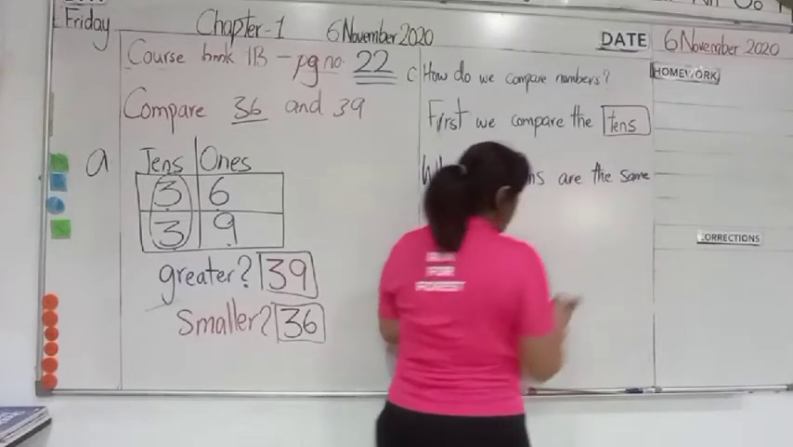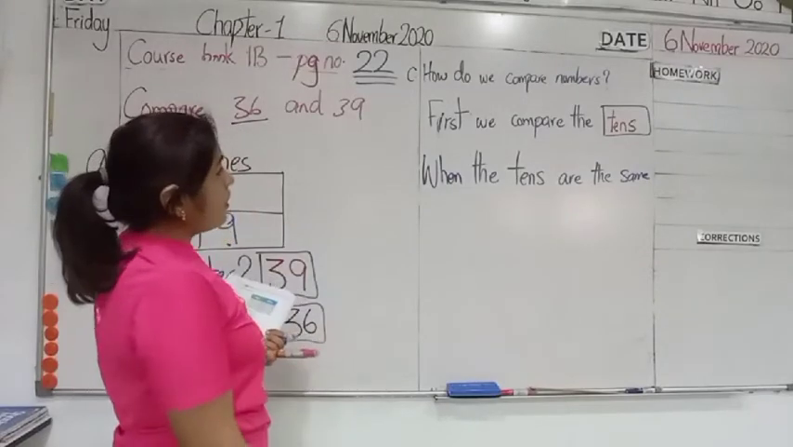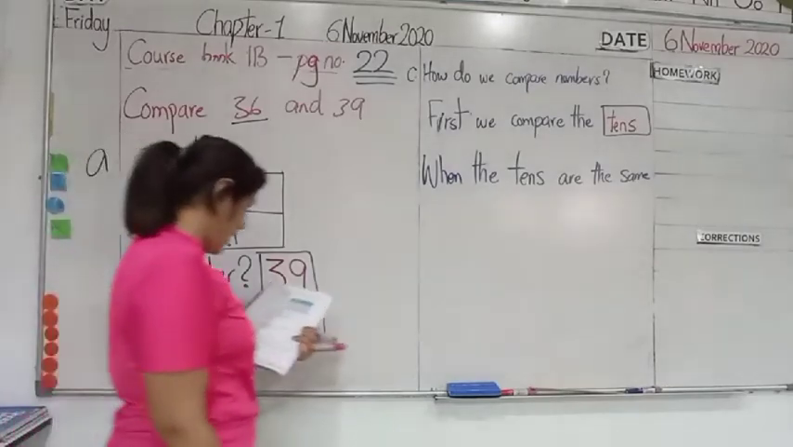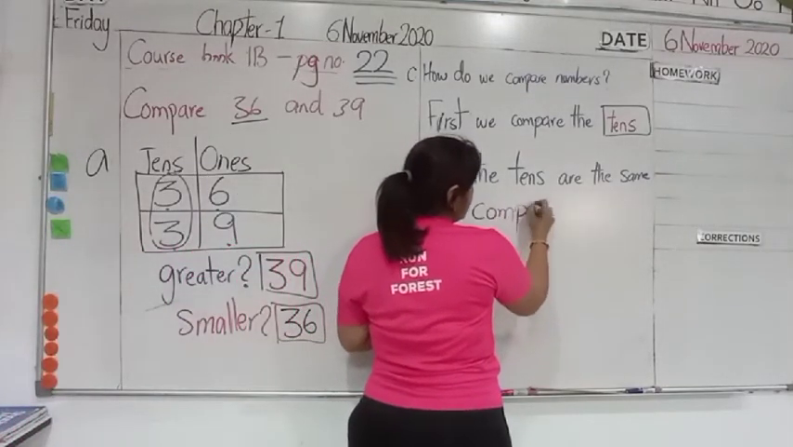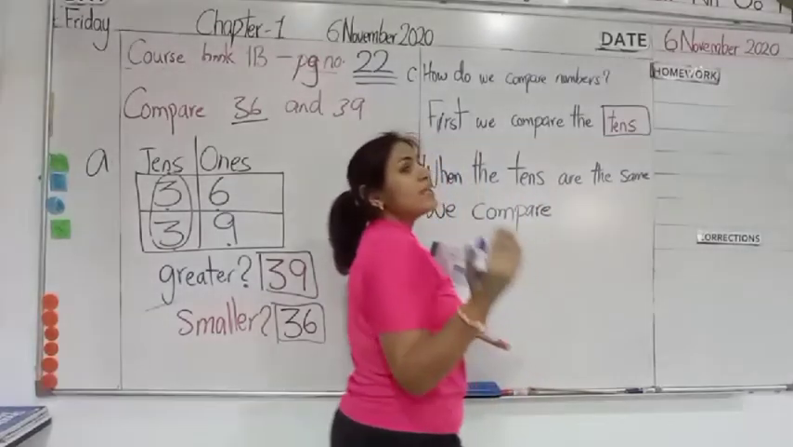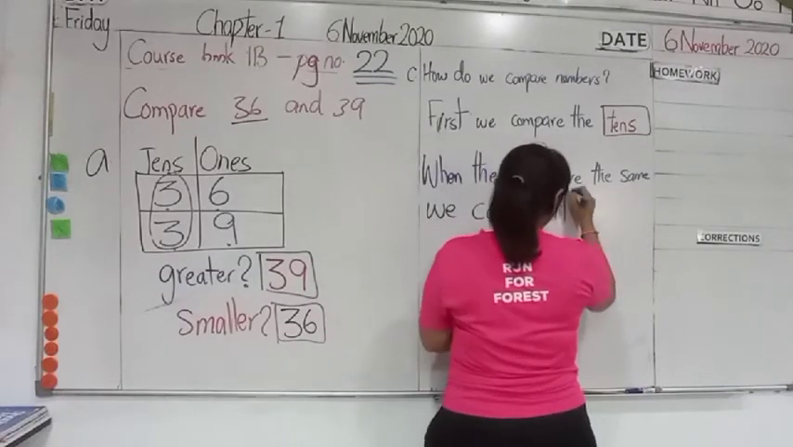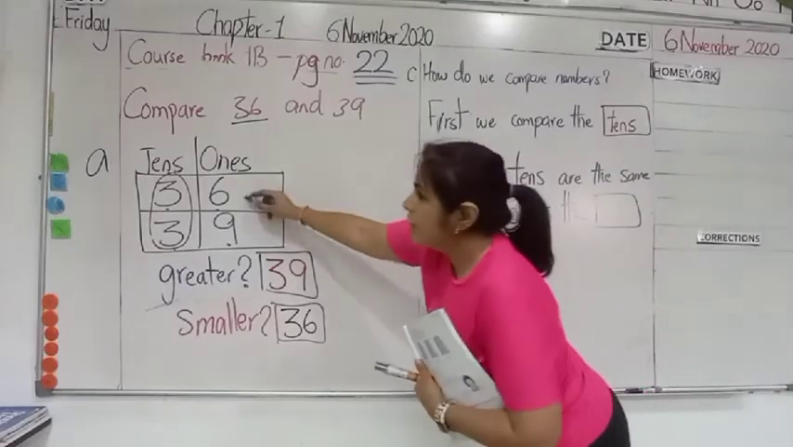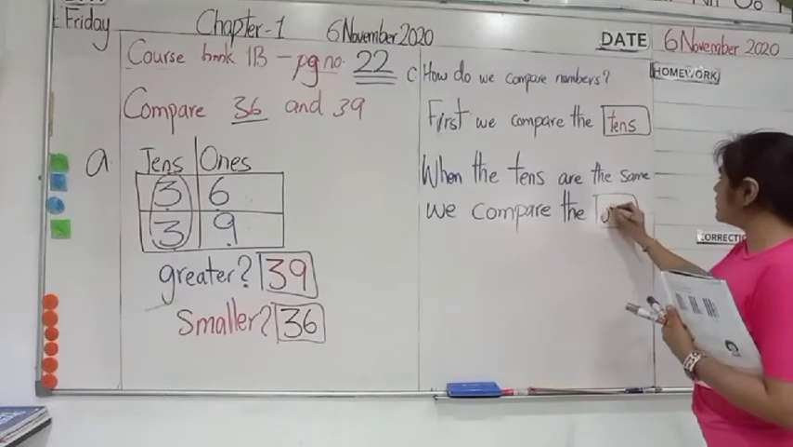Just imagine these two numbers, 36 and 39. If the number in tens place is the same, what do we compare? Which number? Hundreds? No, we are not doing hundreds. The number which is in ones place. We compare the ones. Very good. We compare the ones.